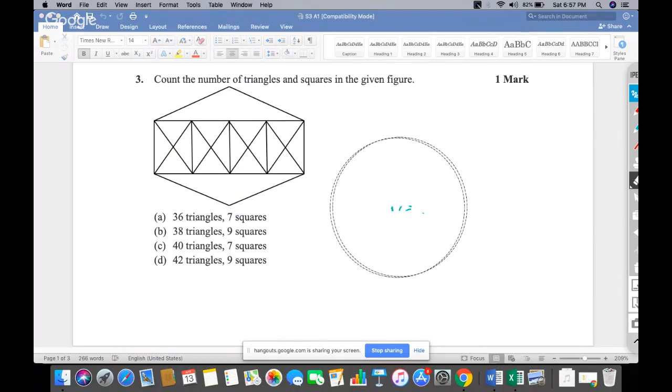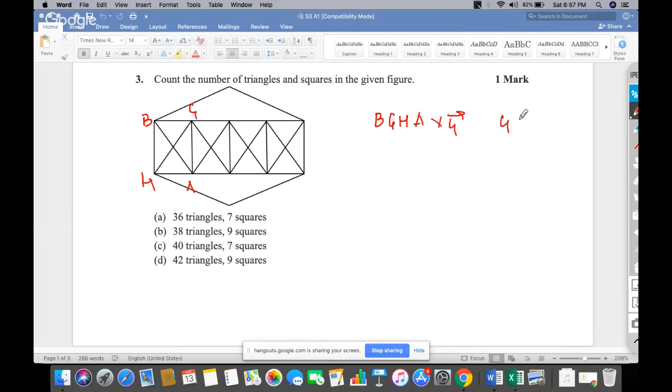And let me go to squares. Now how many squares? So try to understand. Let me read the question. Okay, so to do this question, we have to assume that these lengths are same. So one square is this. This is B, this is G, this is H, this is A. So BGHA is one square, and I have 4 such squares.